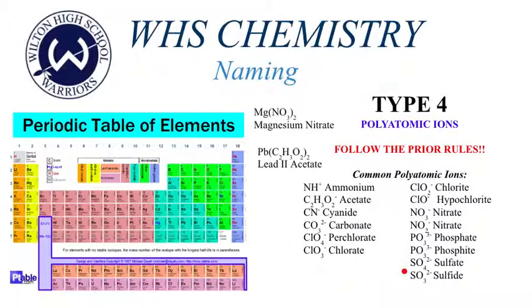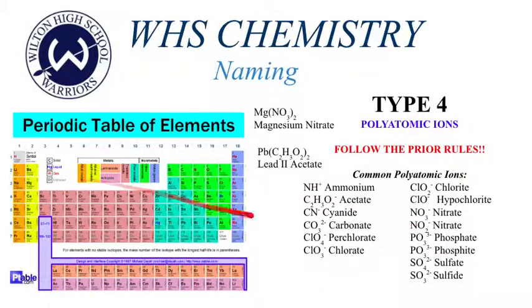Now let's look at an example. I put a periodic table here to help us out. So we have magnesium nitrate. So let's look at the chemical formula. Magnesium is right here on the periodic table. It's in the second family, so we know that it's a type 1, so we're not going to use Roman numerals and we're not going to use prefixes. And it has a charge of +2. And we know that nitrate has a -1 charge.